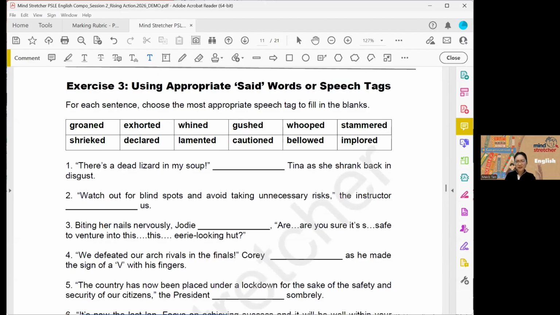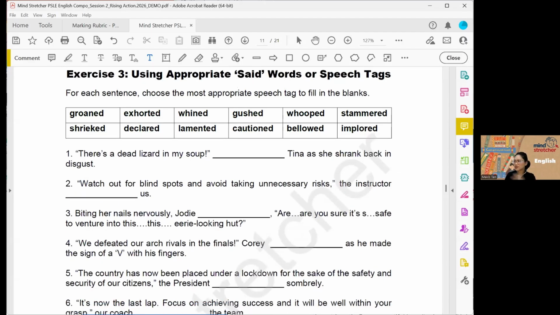All right, let's take a look. If there are additional words, I'll just add them in, okay? Add them in.